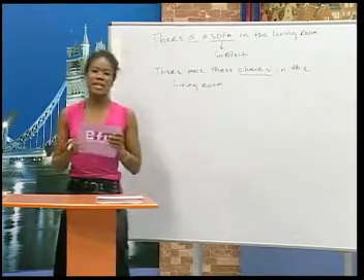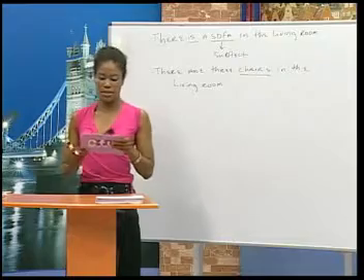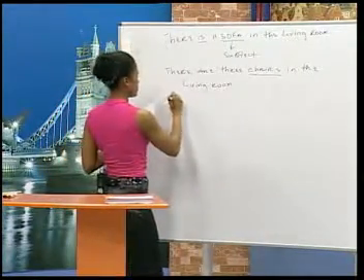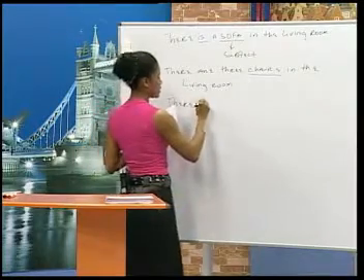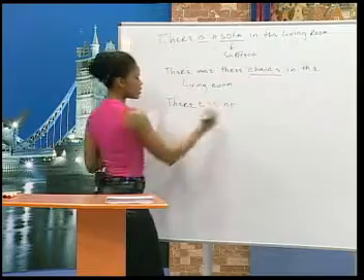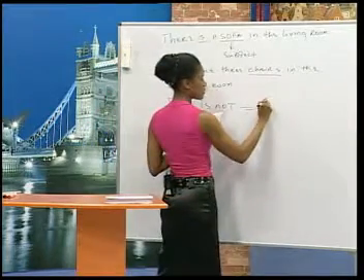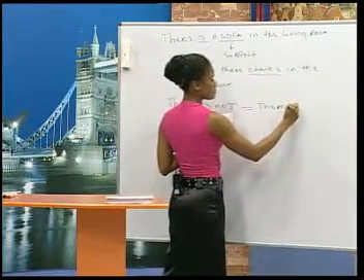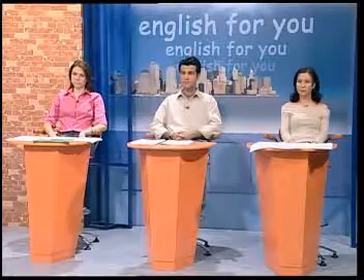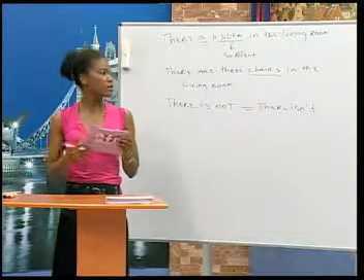All right, now the negative of there is: there is not. Or, of course, short form, there isn't. Now look at your screen for an example. There isn't a map in the classroom.